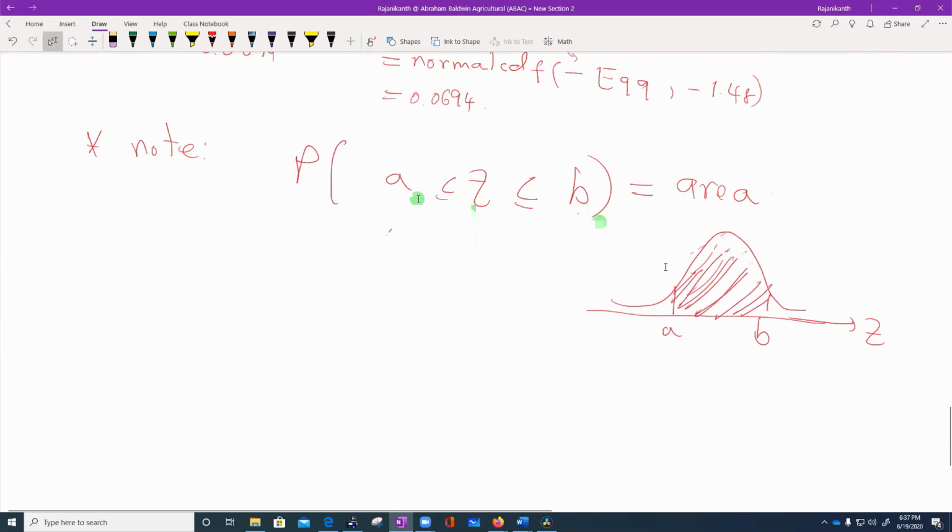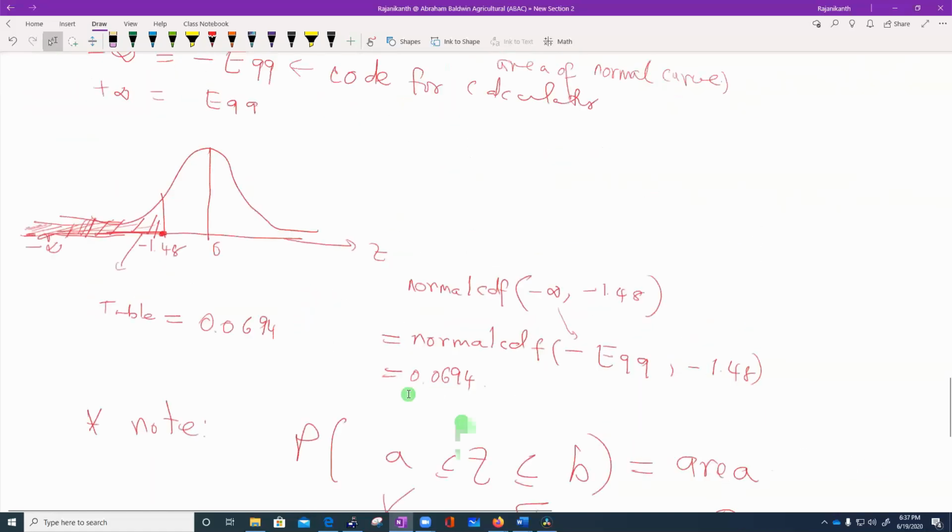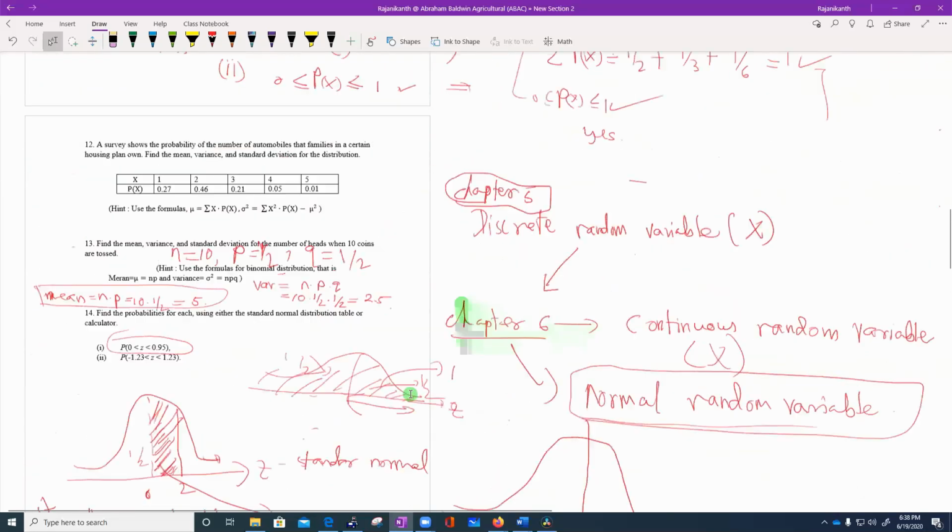You understand? So this is the connection we have between probability for standard normal values and the area. Okay? Simply I am telling, if you want to find the probability of z, simply find the area. Keep in mind this point. And let's move to the problem then.